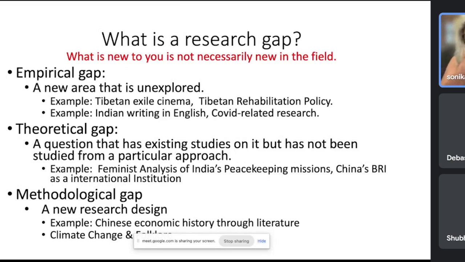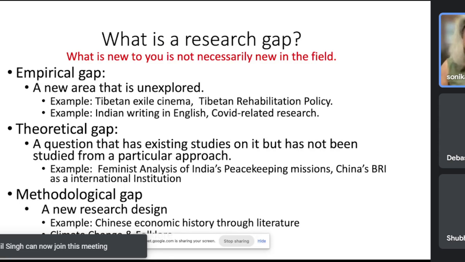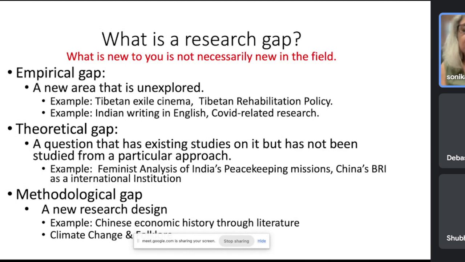Okay. The third thing is a methodological gap. The methodological gap is a new research design. So, for example, you look at something that has not been looked at through a particular type of approach or method. So you want to build a story of Chinese economic history through Chinese literature. You want to look at literature from different periods of Chinese history and see what were the different milestones in Chinese economic history and how they were reflected in literature.